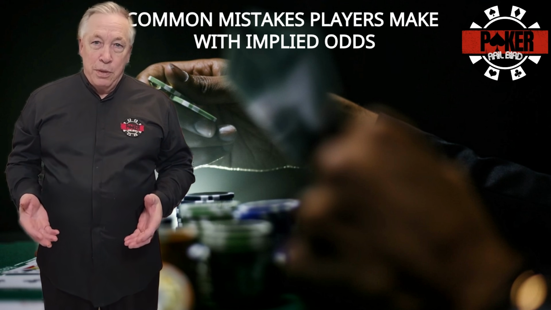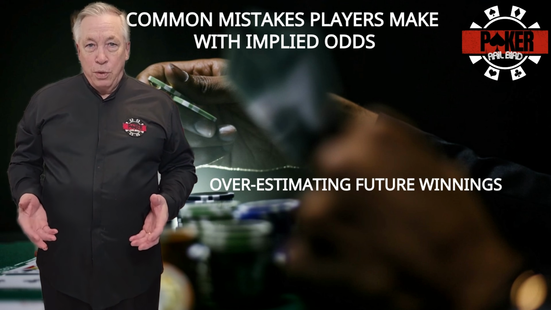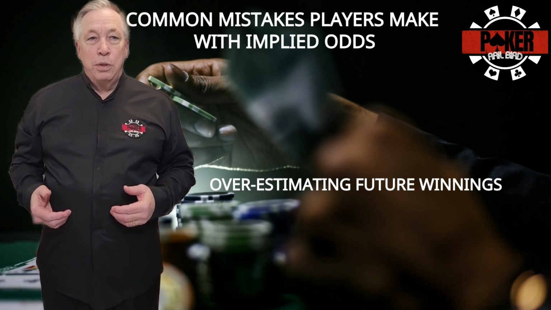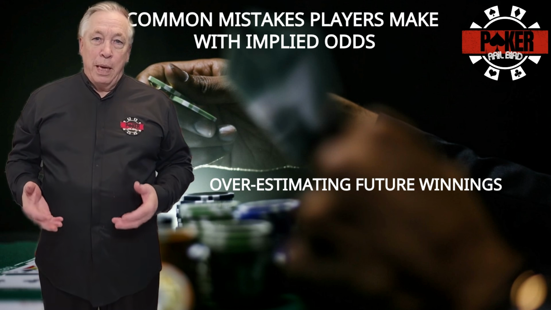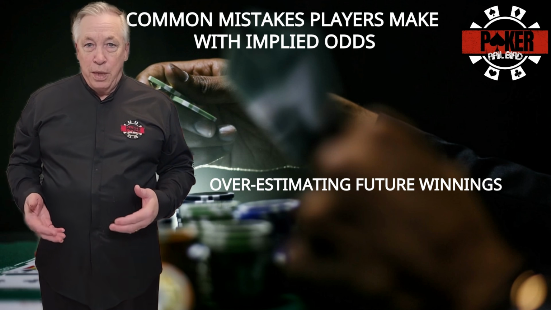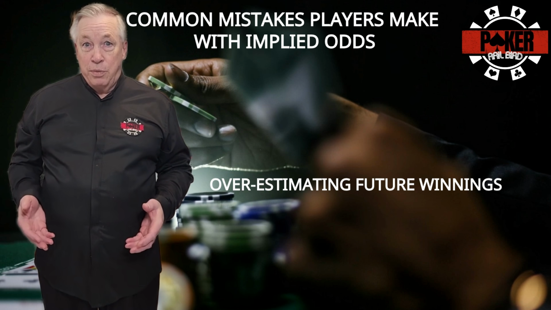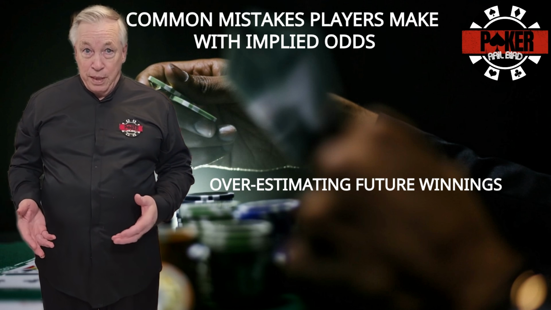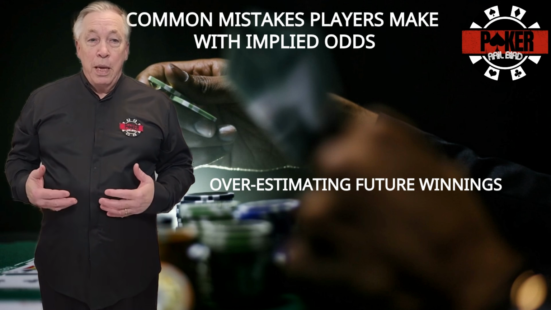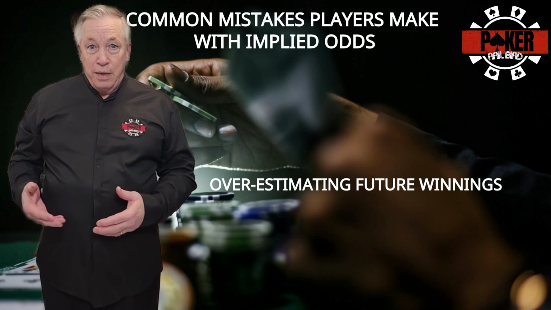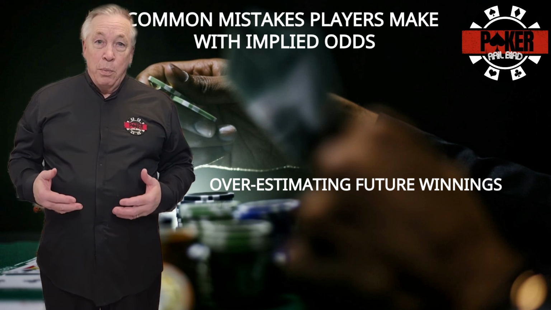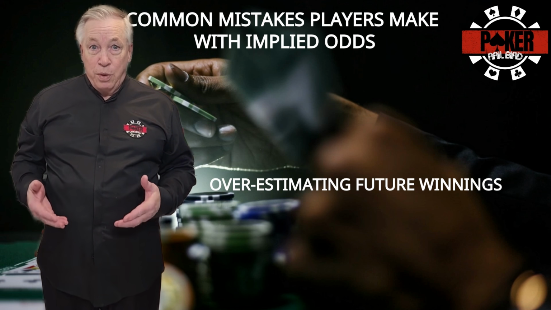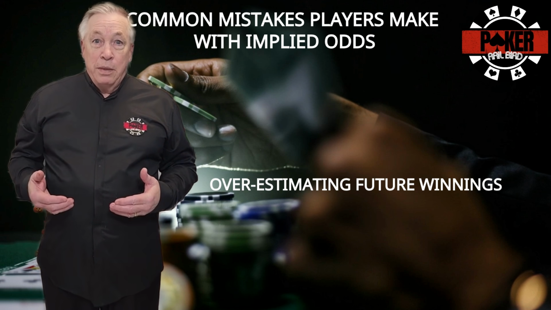The most common mistake players make with implied odds is overestimating future winnings. Implied odds rely on assumptions: how much more your opponent will bet if your draw hits or if your hand improves. If those assumptions are wrong, you could end up making unprofitable calls. For example, if you assume an opponent will pay off a big river bet, but they instead fold or slow down, your implied odds shrink drastically. Always base your assumptions on your opponent's playing style and the dynamics of the hand.